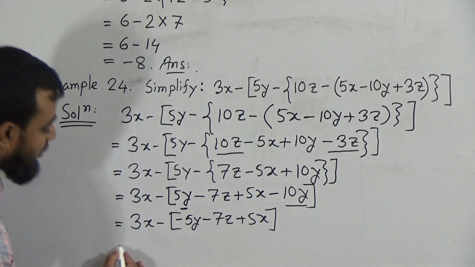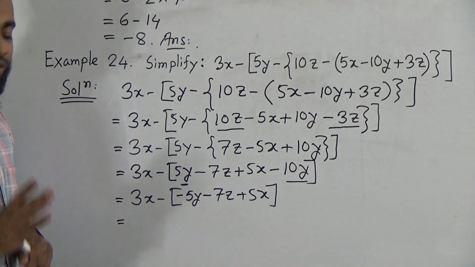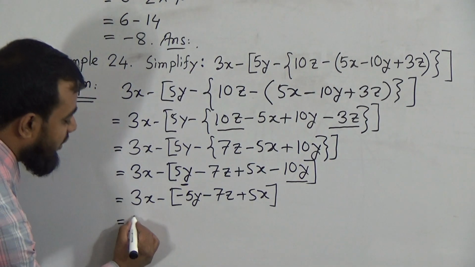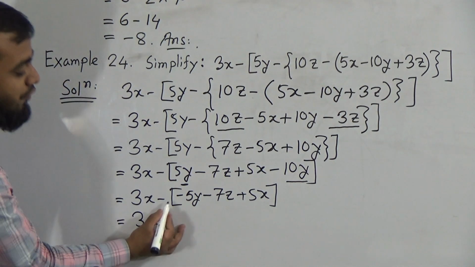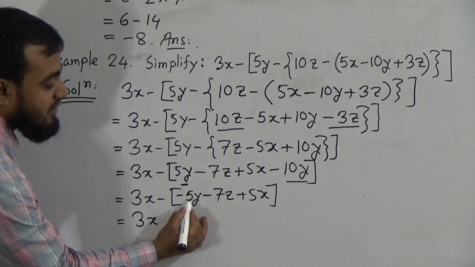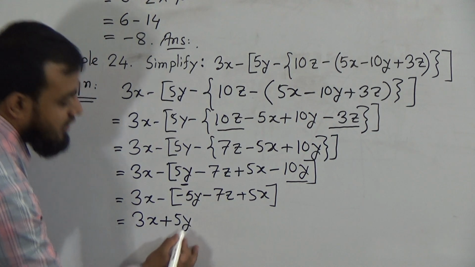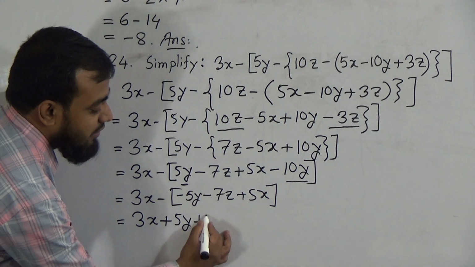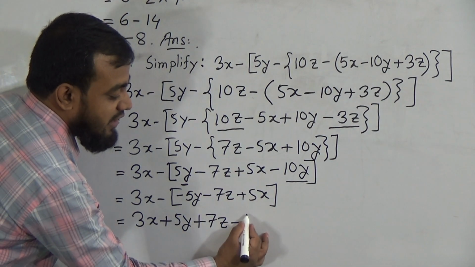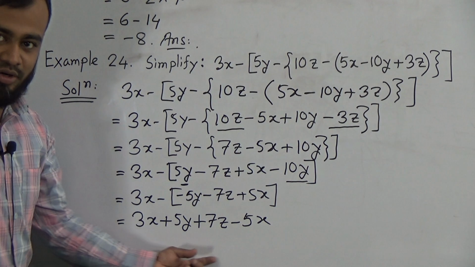Now my dear students, in the third bracket we have no similar variable terms, so we can't add or subtract now. That means we need to omit this third bracket now. To omit the third bracket, look very carefully, before the third bracket we have a minus sign. That means all the terms will exchange their sign. 5y has a minus sign, so 5y will take a plus sign, plus 5y. 7z has a minus sign, so 7z will take a plus sign, plus 7z, and 5x has a plus sign, so 5x will take a minus sign, minus 5x.